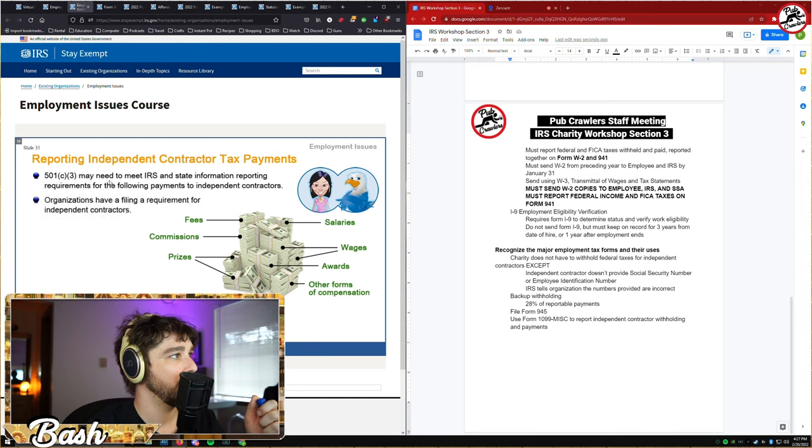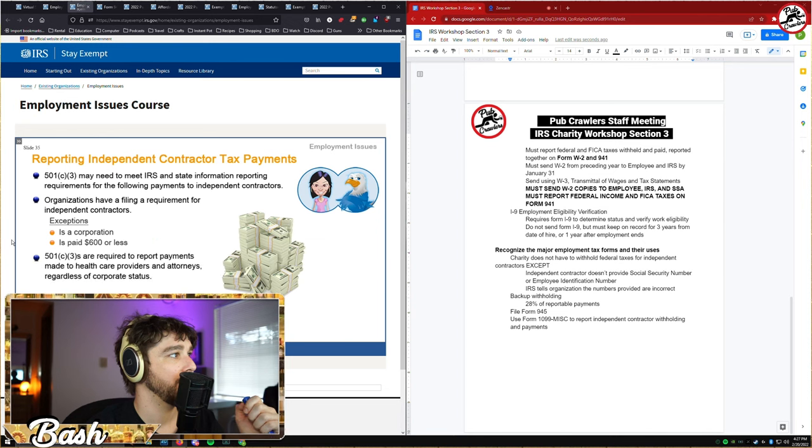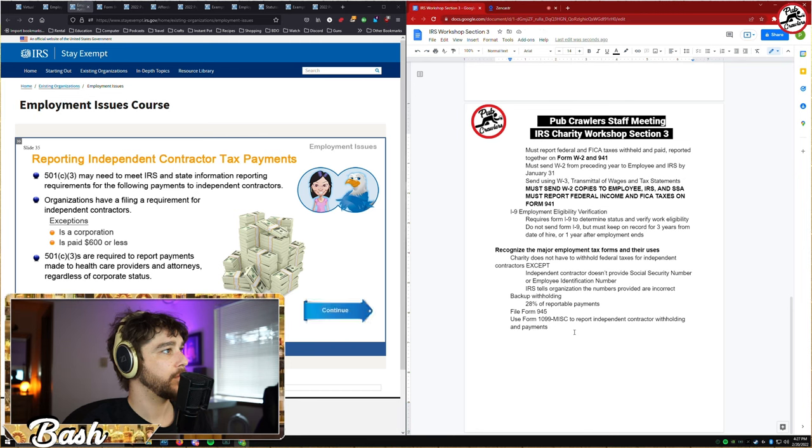Your organization has to report payments to independent contractors. Slide 34 covered the exceptions: if the contractor is a corporation, or if you've paid the independent contractor less than $600 during a calendar year. This exception doesn't apply to medical and attorney payments, even if the recipient is a corporation. Also remember that the IRS requires 501c3s to report payments made to healthcare providers and attorneys, regardless of their corporate status. Select the Continue button to move forward.